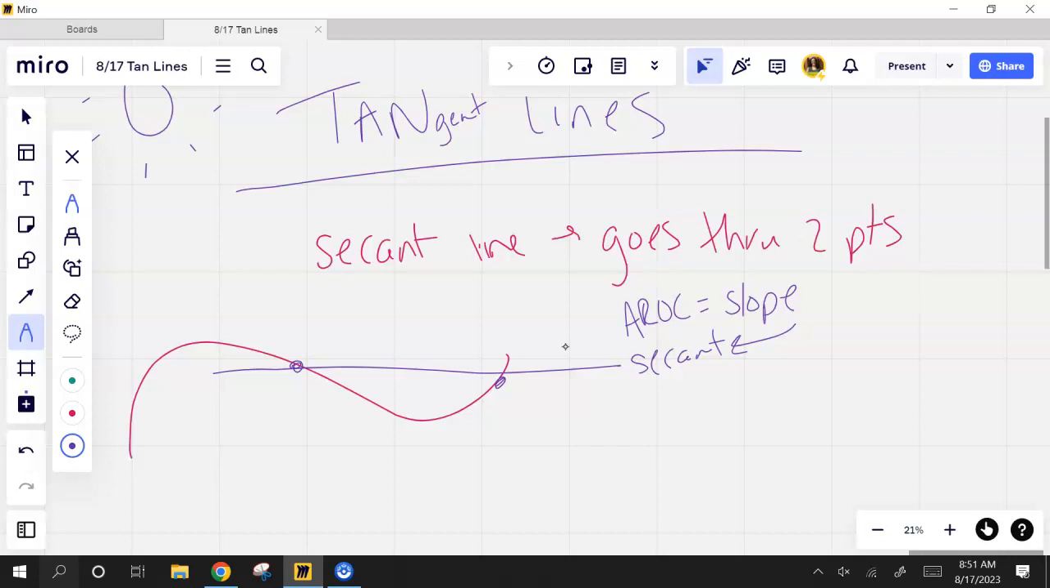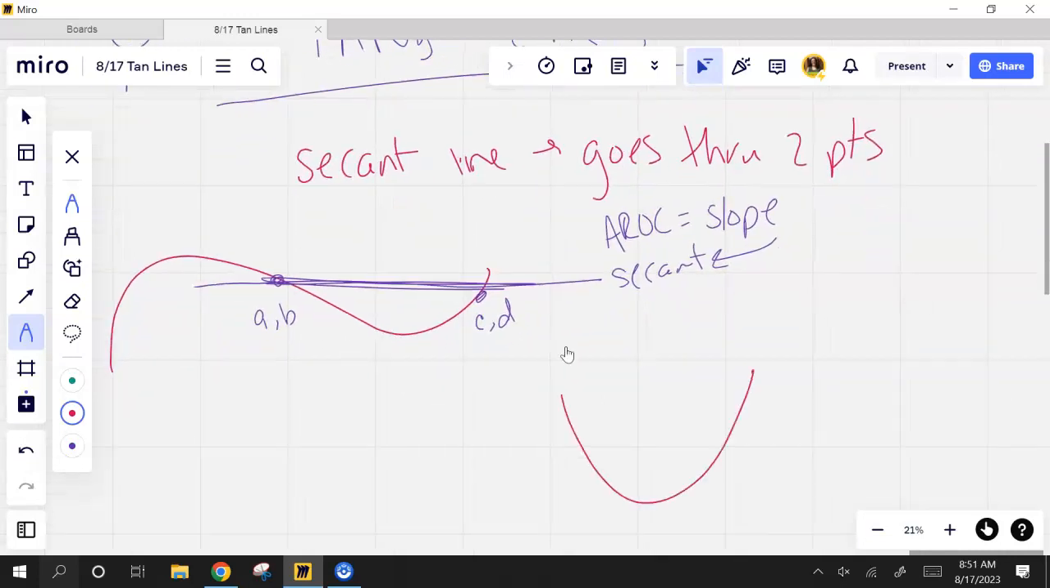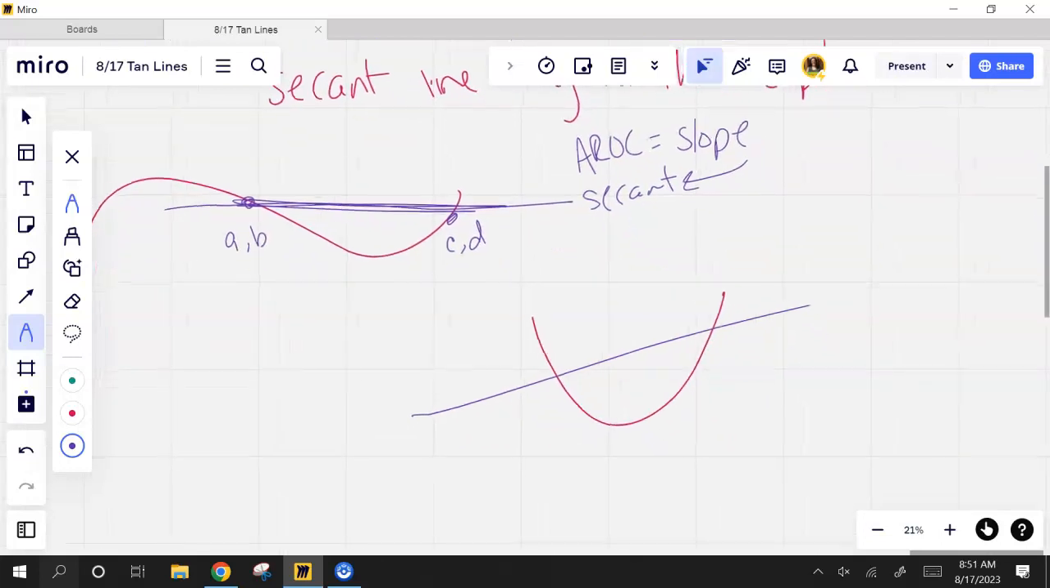If this is A, this is B, this is C, this is D, if you do the slope between those 2 points, what you're really finding is the slope of the line that connects those two. So you're finding the slope of the secant line. Is everybody okay there? A secant intersects the graph in 2 places, 2 points. Are you with me? Any type of graph that I have, if I have a quadratic, that's a secant line. I was just saying that the average rate of change is the slope of the secant line.